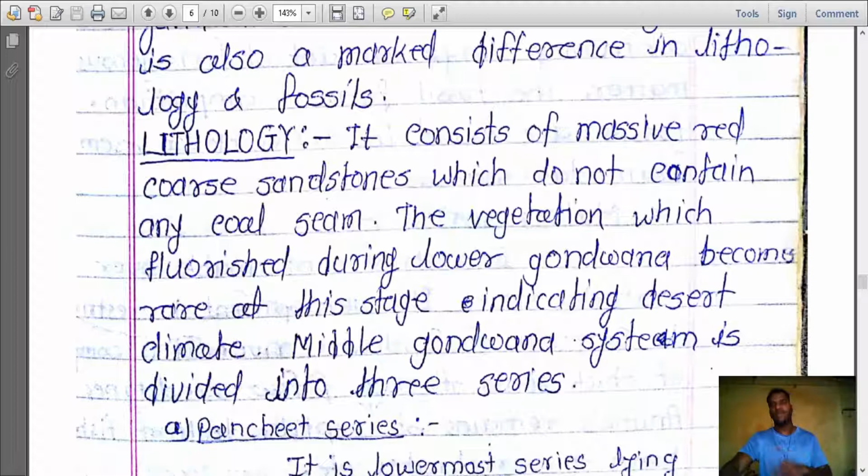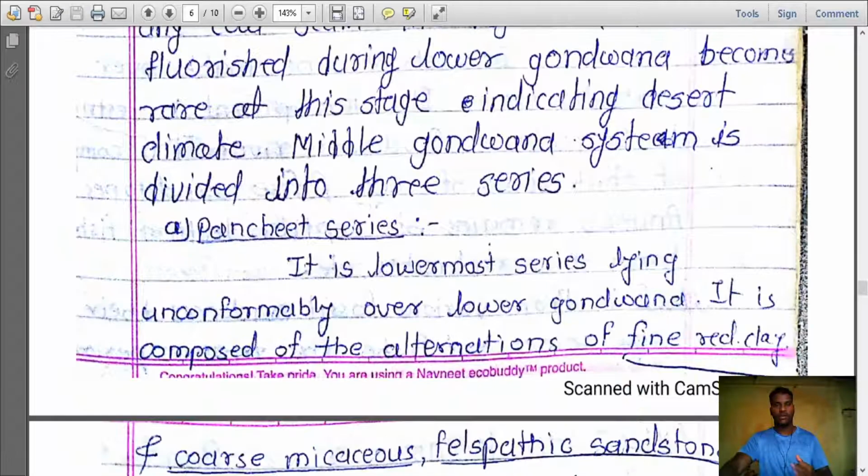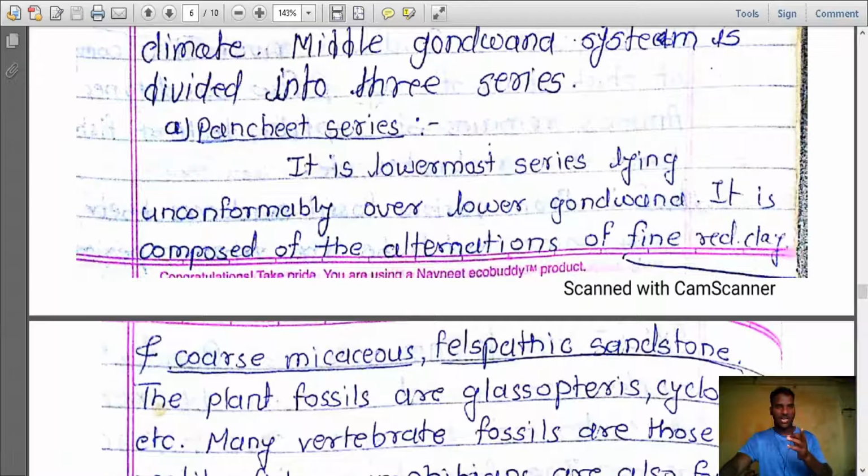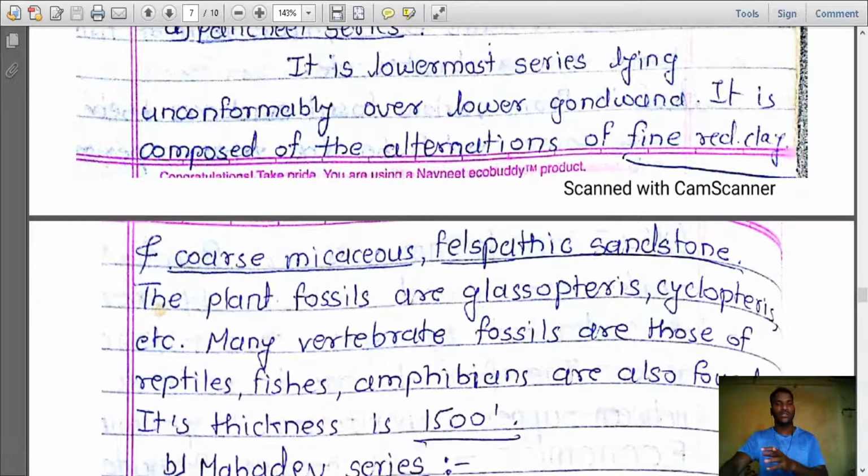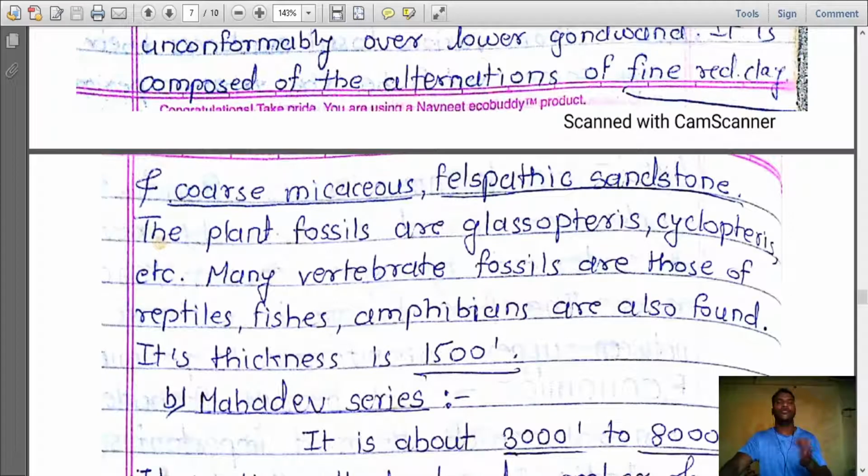Middle Gondwana system is divided into three series. Panchet series. It is the lowermost series lying unconformably over Lower Gondwana. It is composed of the alteration of fine red clay and coarse micaceous feldspathic sandstone. The plant fossils are Glossopteris, Cyclopteris, etc. Many vertebrate fossils, those of reptiles, fishes, amphibians, are also found. Its thickness is 1500 feet.